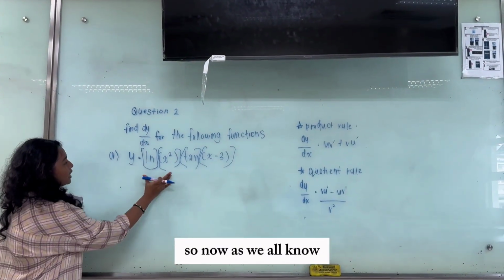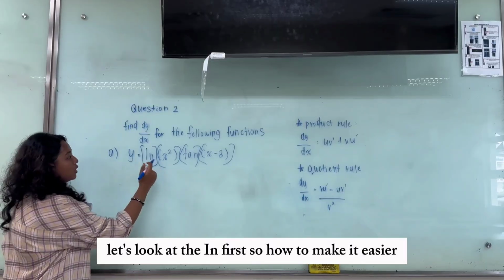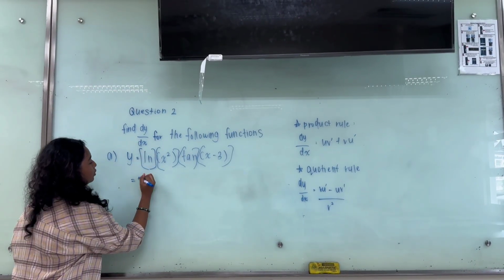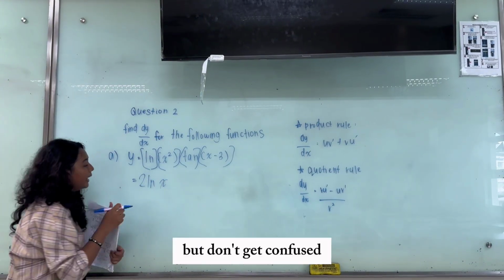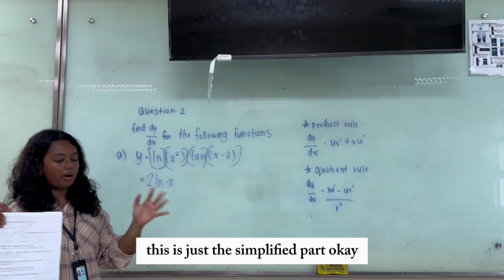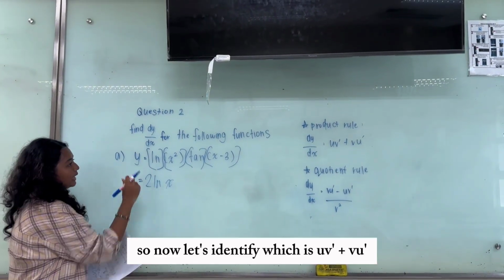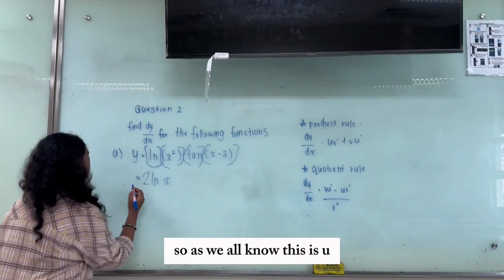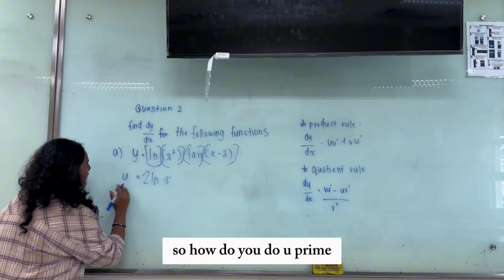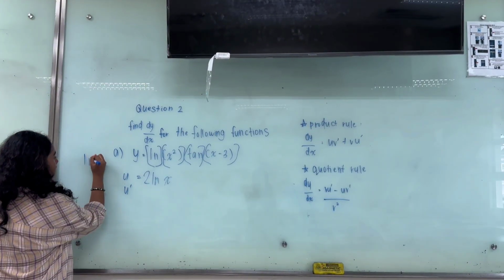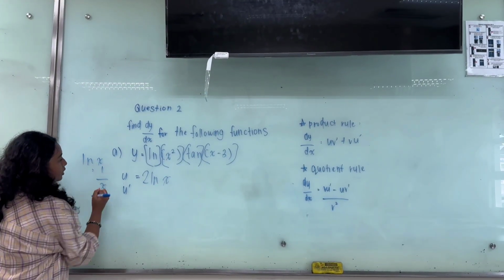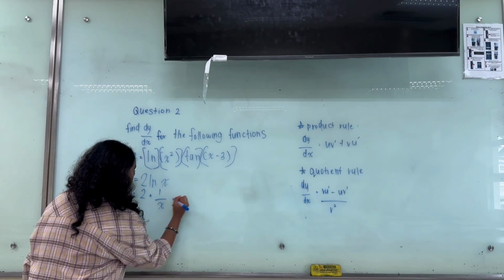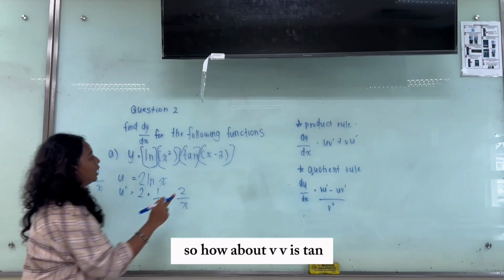Okay, so now as we all know, let's look at the ln first. How to make it easier? Put the 2 in front, so 2 ln x. But don't get confused, it's just the simplified part. Okay, so now let's identify which is u, v', v and u'. As we all know, this is u. So how do you find u'? The derivative of ln x equals 1 over x. So take 2 times 1 over x, so 2 over x.